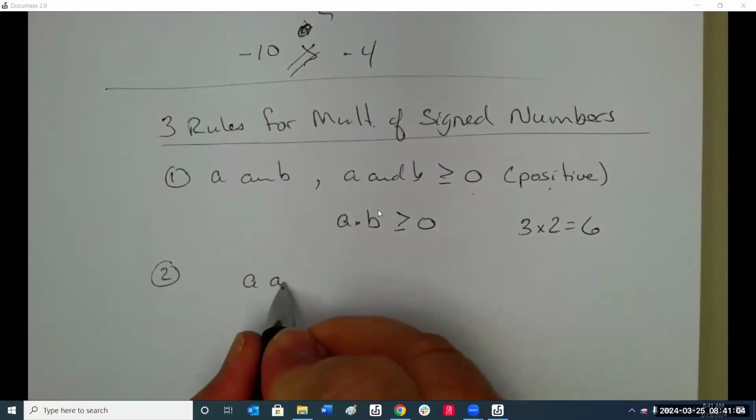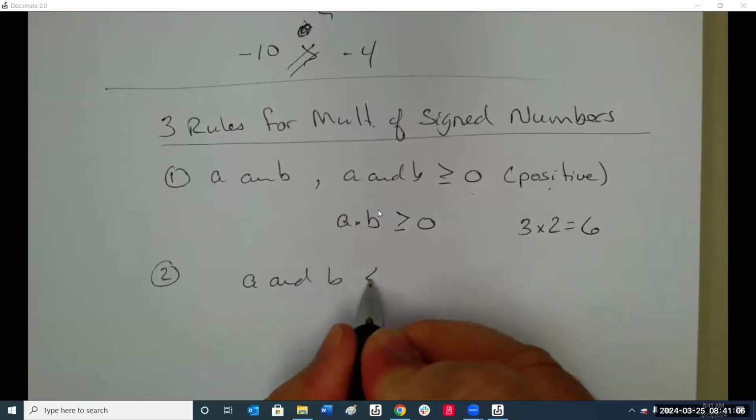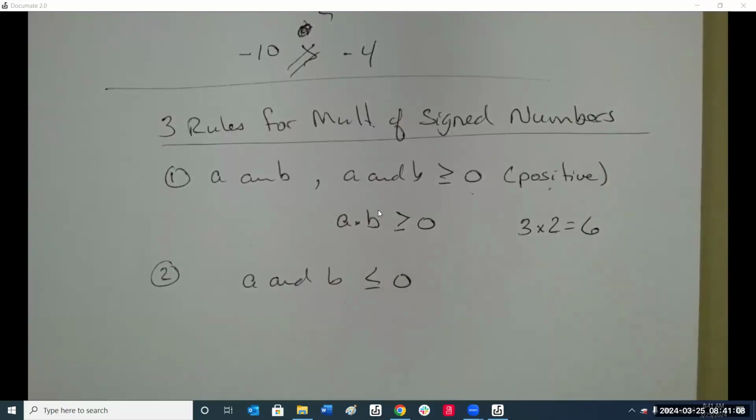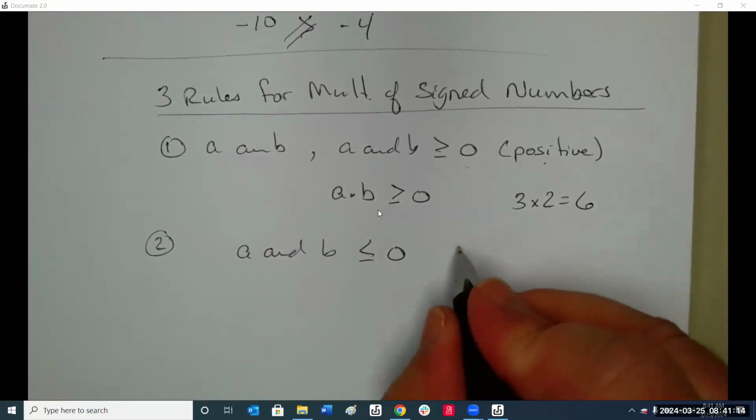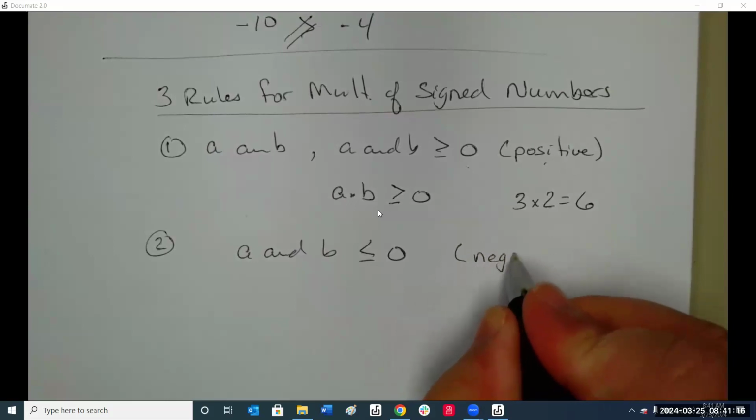Okay. A and B are both less than or equal to 0. Means they're both negative.